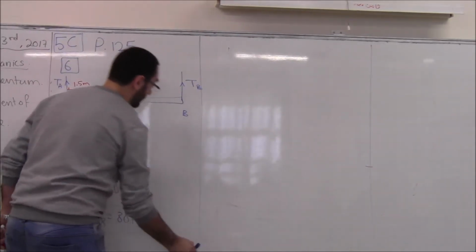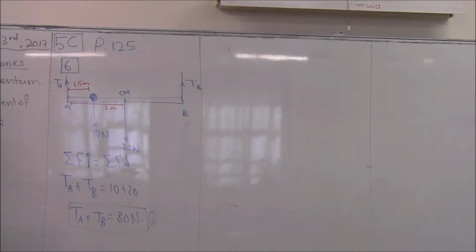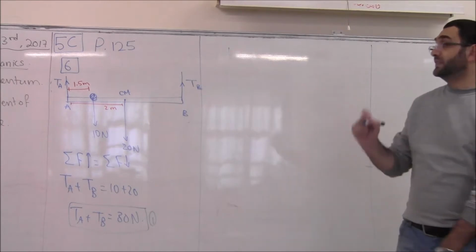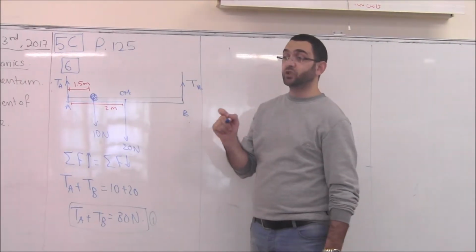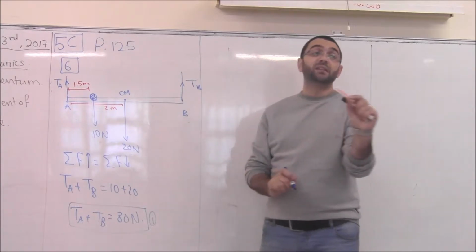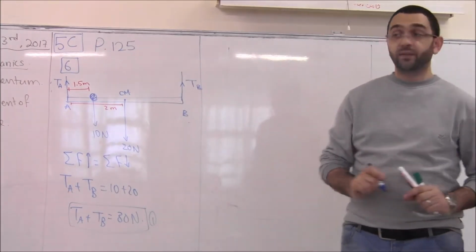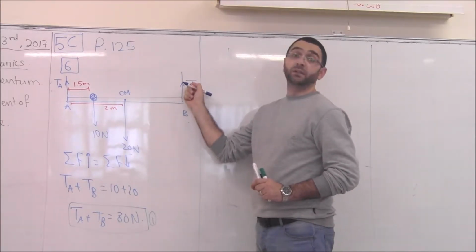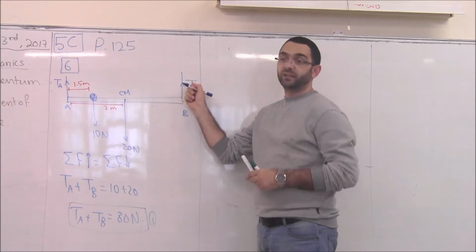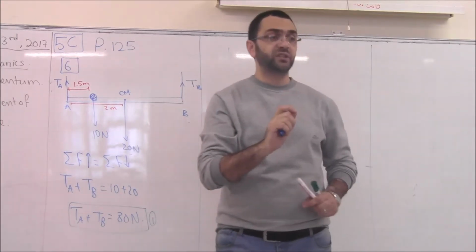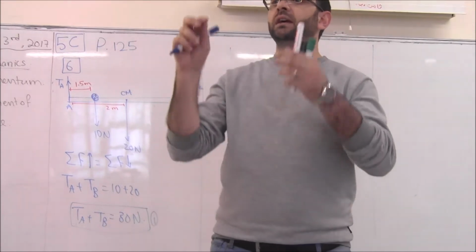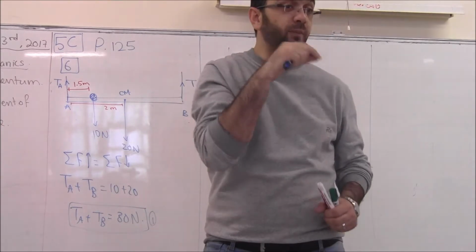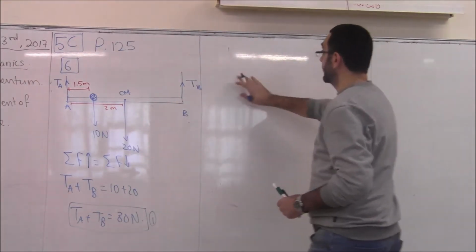Actually, before this, we have to determine the pivot. Again, guys, I will select the pivot in a position that excludes one of the variables. If I take it about B, the moment of TB is 0, so it will be excluded from the calculation. Look at the words I used: excluded from the calculation. But actually there is a tension at B, a force at B. But from the calculation we will do, it will be excluded.